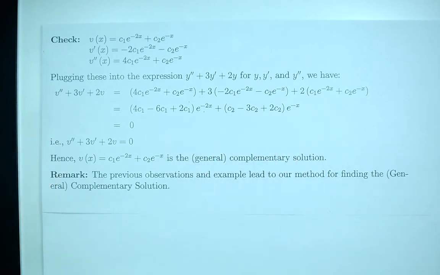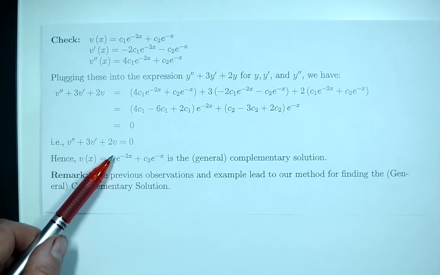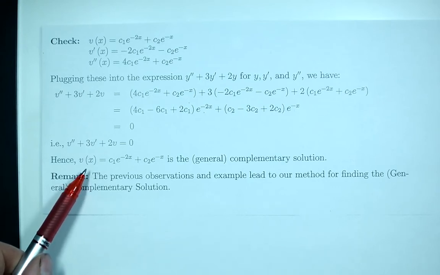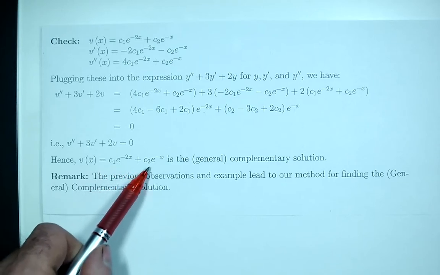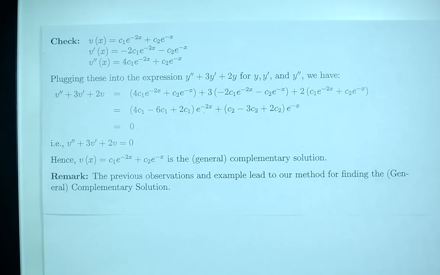So it really is true that v double prime plus 3v prime plus 2v is 0. In other words, v of x, which is c1 e to the negative 2x plus c2 e to the negative x, this is the general complementary solution.